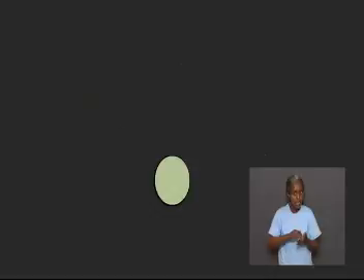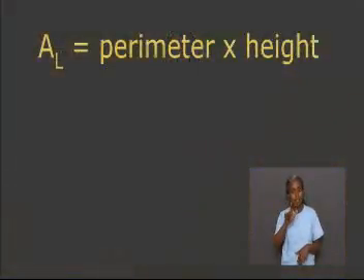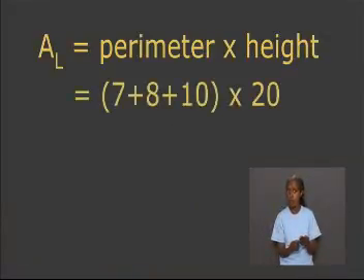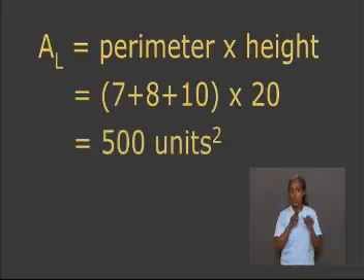Time's up. Let's get back to our lesson. Hello again, students. That was not too difficult, was it? Our lateral surface area is equal to perimeter times height. So, our answer is 500 units squared.